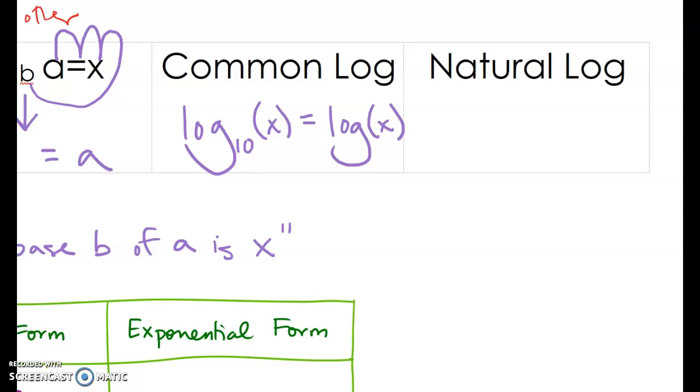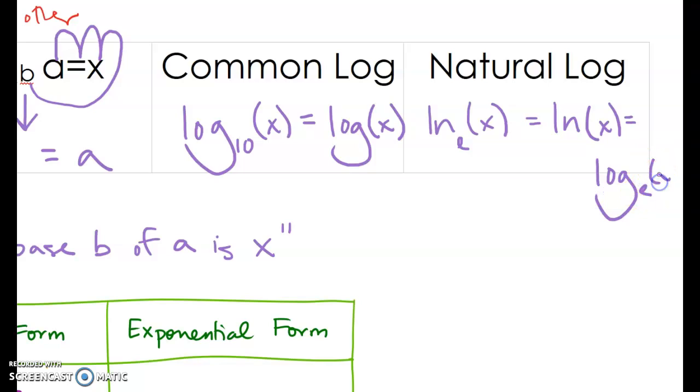The other type of log we know is the natural log, and that's written with the letters ln. Now, the base of the natural log is e. And so we have natural log base e of x. That's the same thing as the natural log of x, which is the same thing as the common log base e of x.